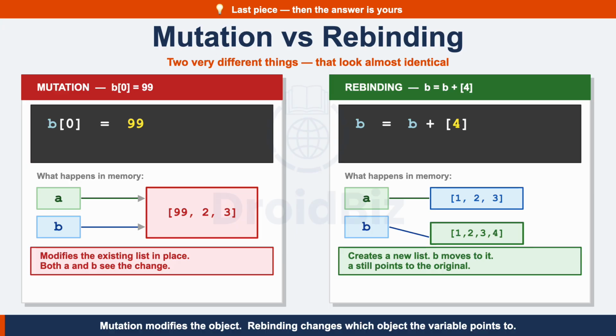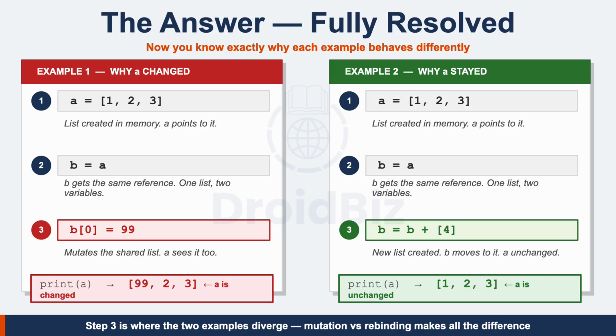Rebinding is the opposite. Instead of modifying the existing list, Python creates a brand new list and points b at that new one. The original list is never modified. A is still pointing at the original. They are now completely independent. So to bring it all together, mutation modifies the shared list, so a changes too. Rebinding creates a new list and moves b to it, leaving a completely unchanged. That single difference in step 3 is the entire answer.